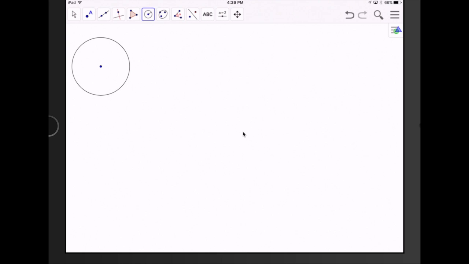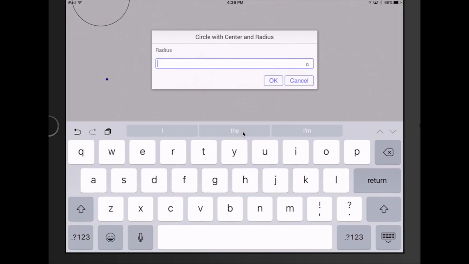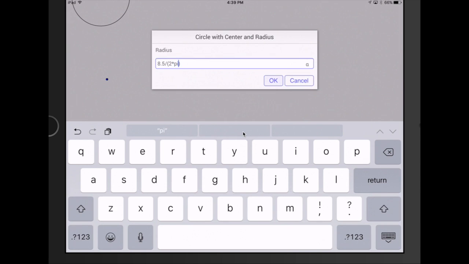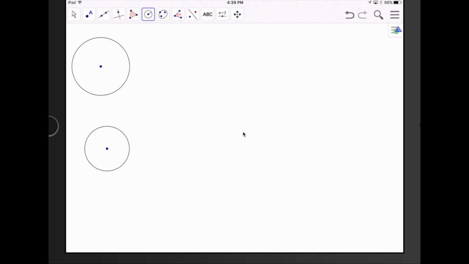All right, now I need to have one with a circumference of 8.5, so I'm going to take 8.5 divided by 2 pi, so I'm going to put the 2 pi in parentheses. All right, now we could measure that distance and figure out what it is, but we're looking at the volume of these two. The one with the circumference of 11 has a height of 8.5, and the one with a circumference of 8.5 has a height of 11.